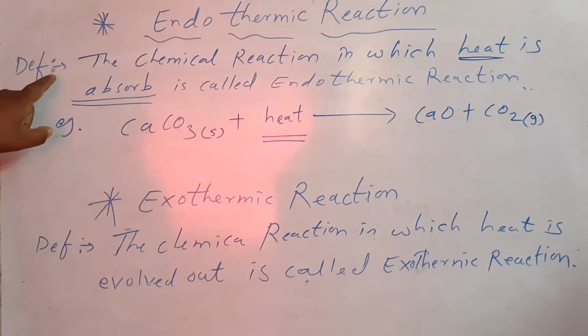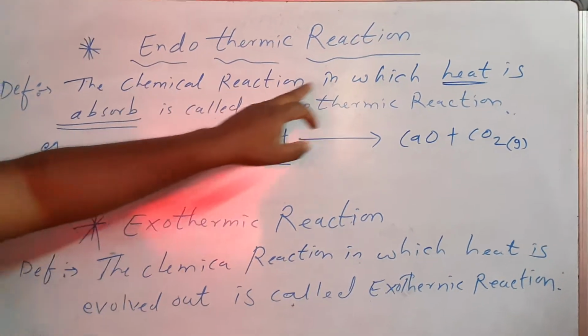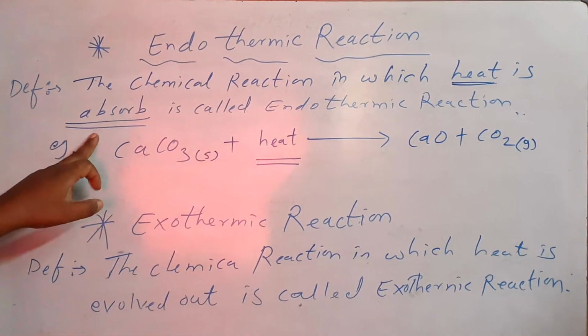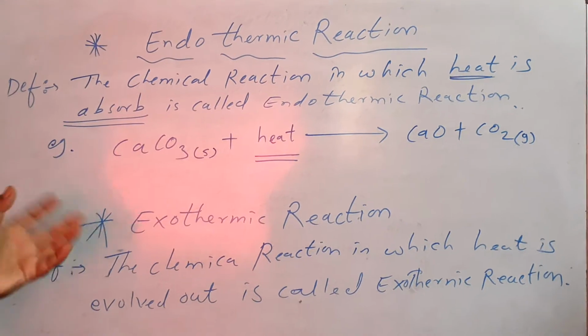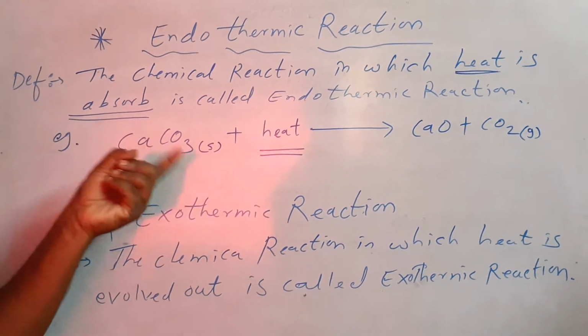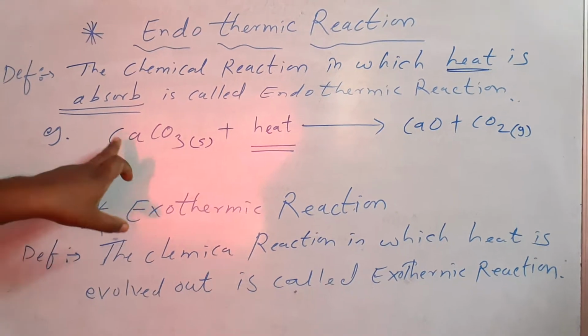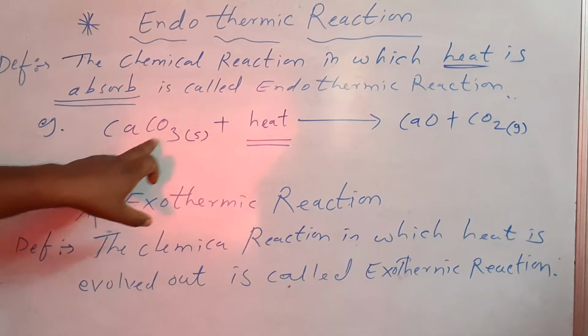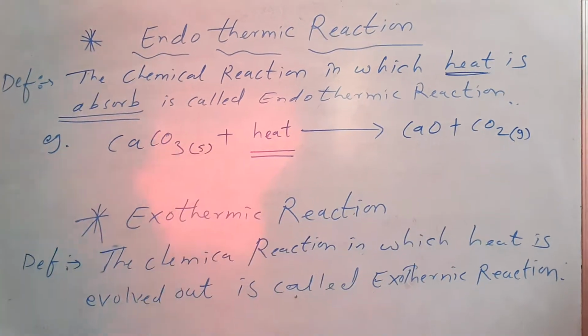Once again, we will discuss the definition of endothermic reaction. The chemical reaction in which heat is absorbed is called an endothermic reaction. During the reaction, heat is absorbed. That type of reaction is called an endothermic reaction. And one of the examples given here is CaCO3, calcium carbonate, plus heat. It gives calcium oxide plus carbon dioxide.